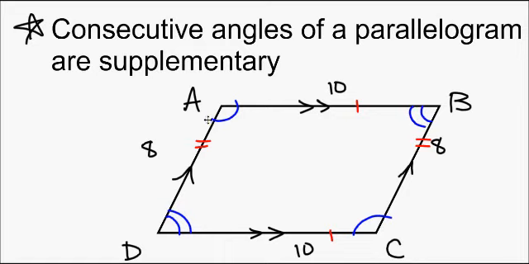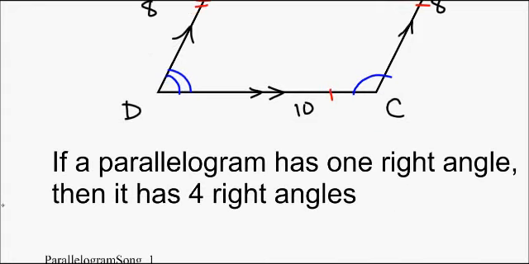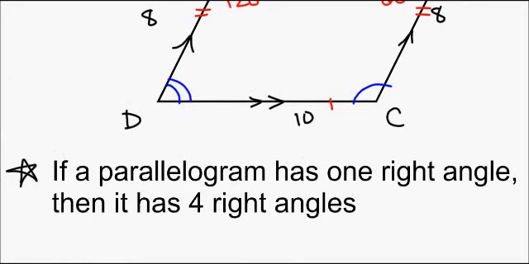The fact that consecutive angles are supplementary means that if angle A is 120 degrees, angle B will have to be 60, because 120 and 60 equal 180. Okay, and the last property on this page says that if a parallelogram has one right angle, then it has 4 right angles. And we'll look at that more when we get to talking about rectangles. But these properties you do need to memorize. You need to know them.